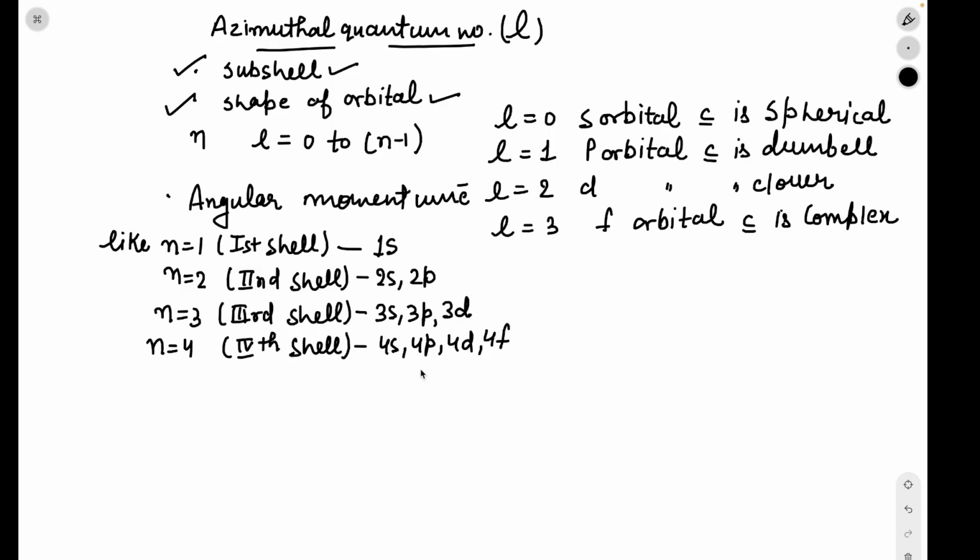So how do we calculate the total number of orbitals in a subshell? We will use the formula 2L plus 1. So by using this formula we can calculate the total number of orbitals.